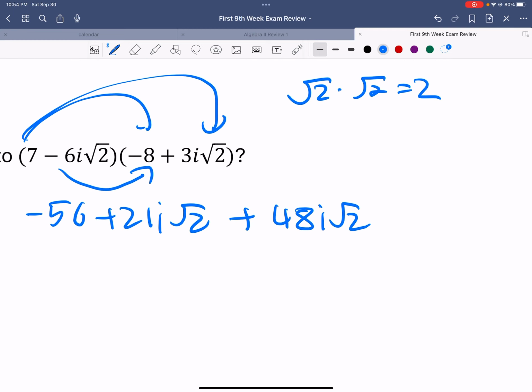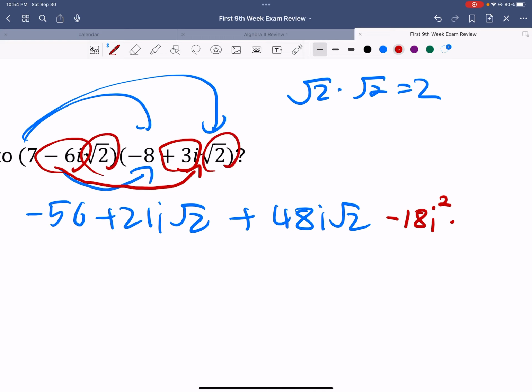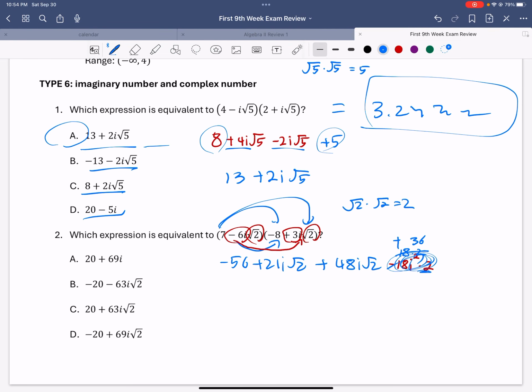So let's do one by one. Negative 6i times 3i. So negative 6 times 3i. Let's do this part first. It's going to be negative 18i squared times square root of 2 times square root of 2, which is positive 2. Now, negative 18i squared will become positive 18. And then we still have times 2 here. So 18 times 2 is going to be 36. Positive, okay? Woo.